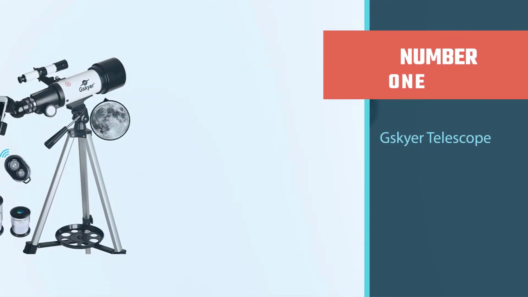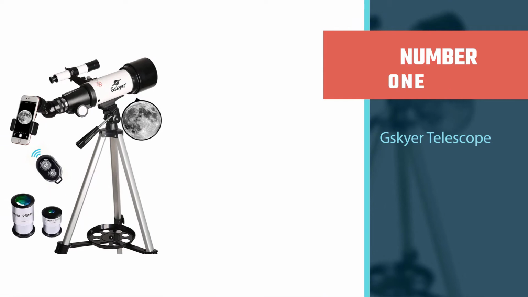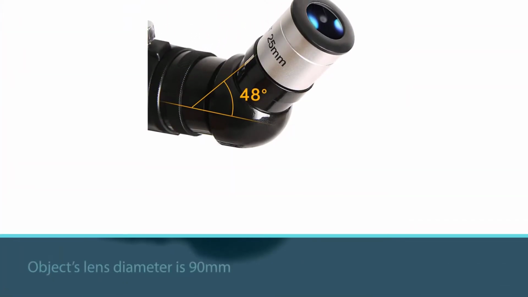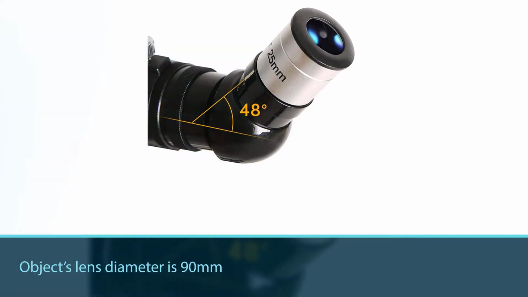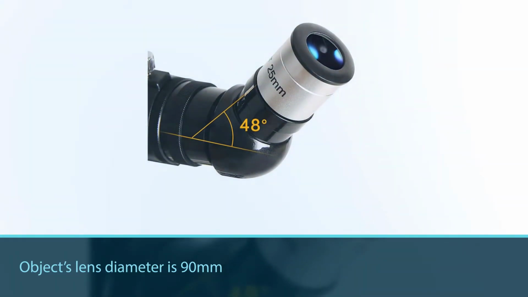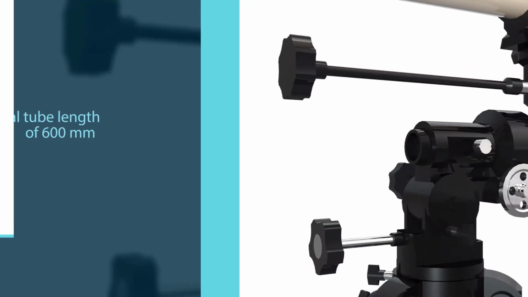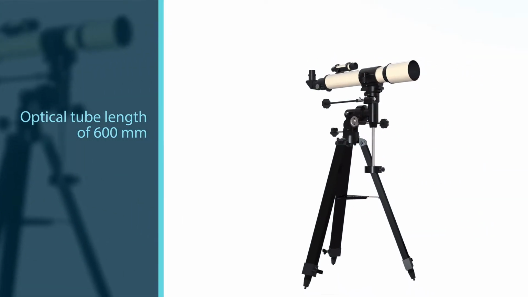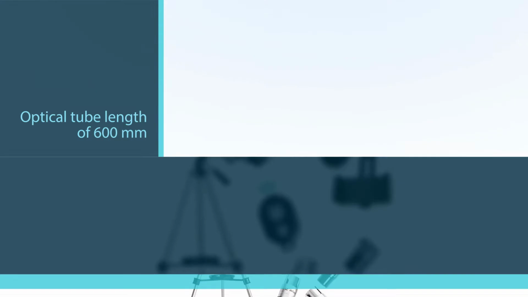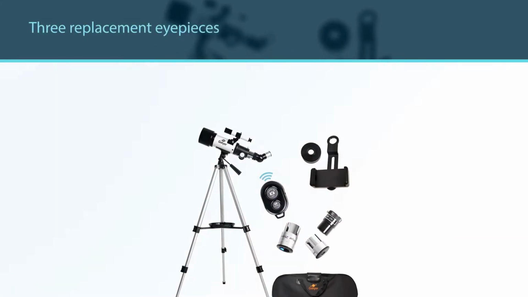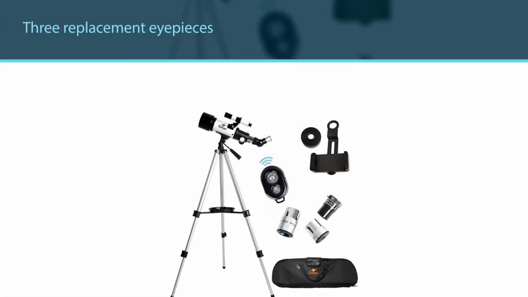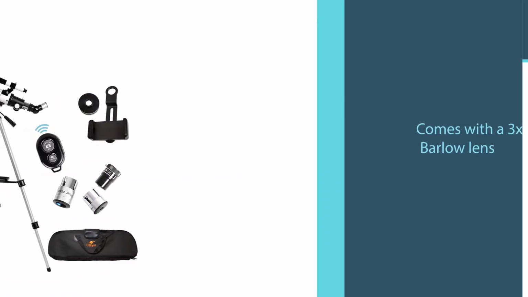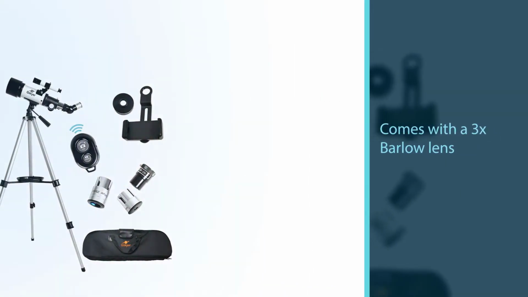Number 1, most popular. Skywatcher Telescope. If you are good at putting things together, then this telescope won't feel like a mission impossible. The object's lens diameter is 90 millimeters, with an optical tube length of 600 millimeters, which is ideal for viewing planets. There are three replacement eyepieces, and the telescope comes with a 3x Barlow lens that magnifies each lens by 3. The Skywatcher is an apochromatic refractor.